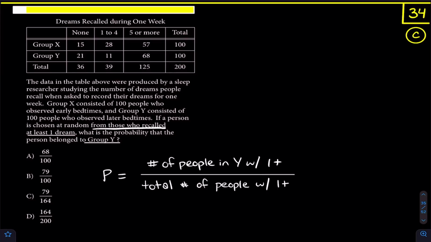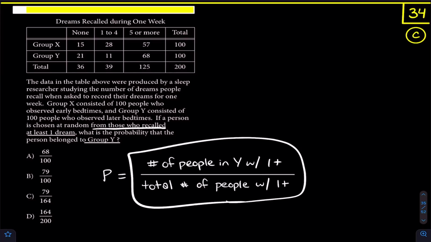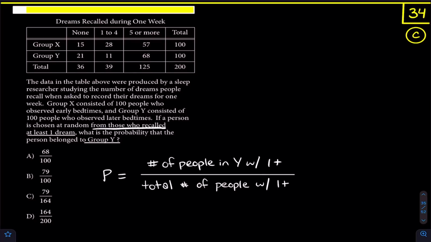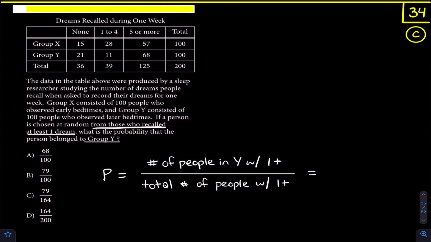And if you don't get this part, then you, of course, are not going to end up getting the answer. And I think a lot of people end up making silly mistakes on problems like this, so that's why I thought it'd be good to write this out. So let's find these numbers now. How many people in Group Y had one or more dream? Well, in Group Y, 11 recorded 1 to 4, and 68 recorded 5 or more. So the numerator is going to be 11 plus 68.